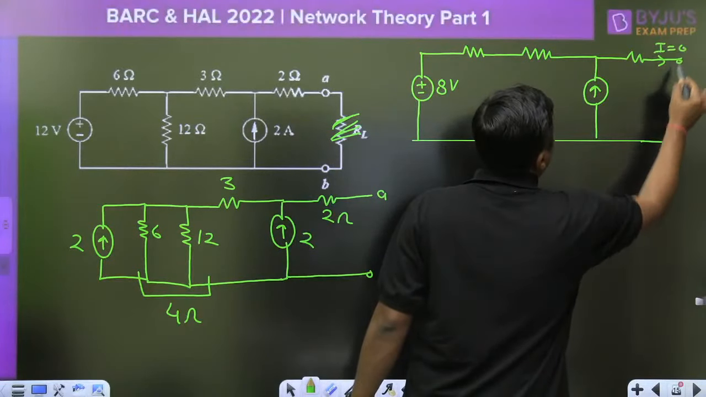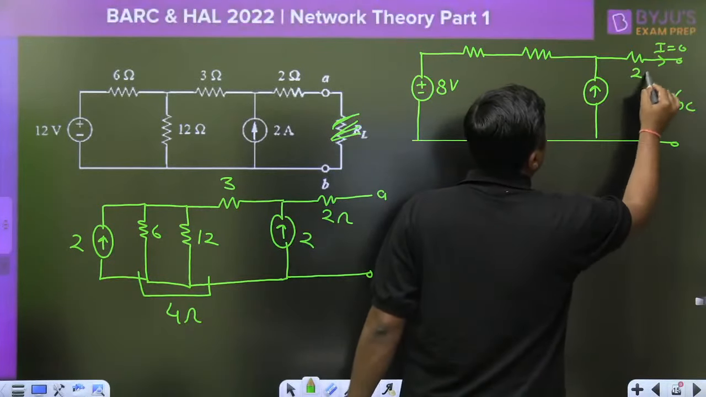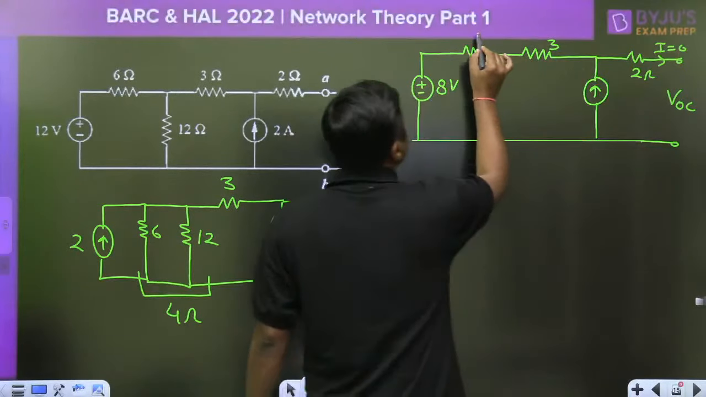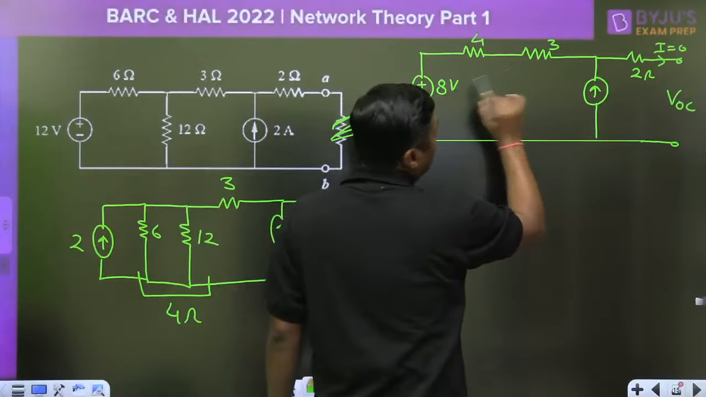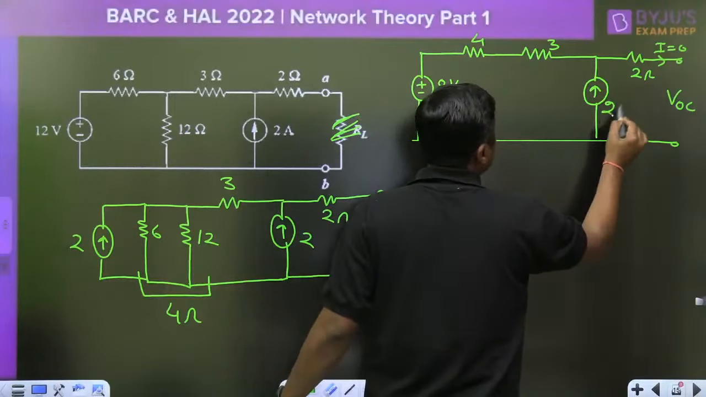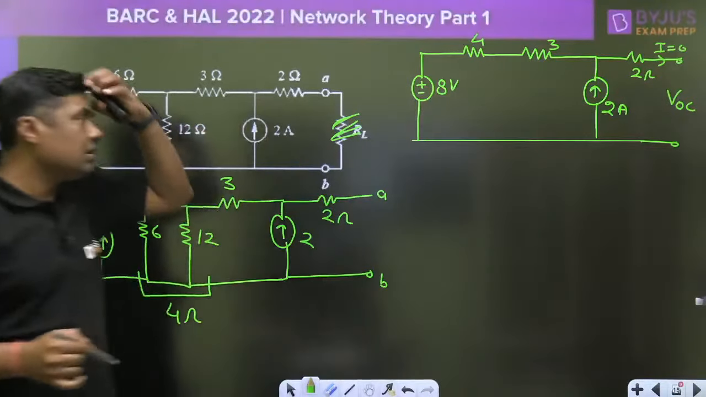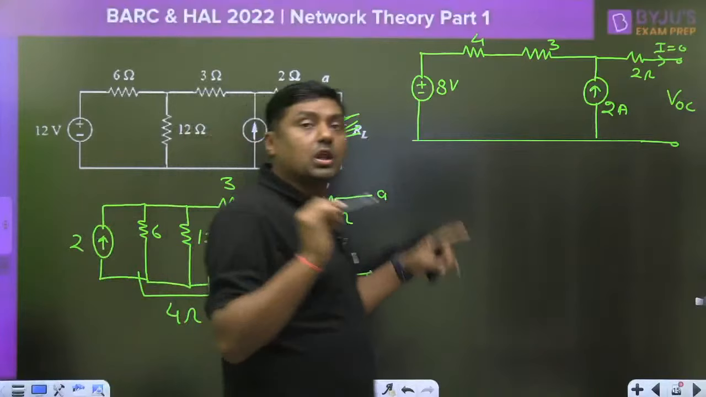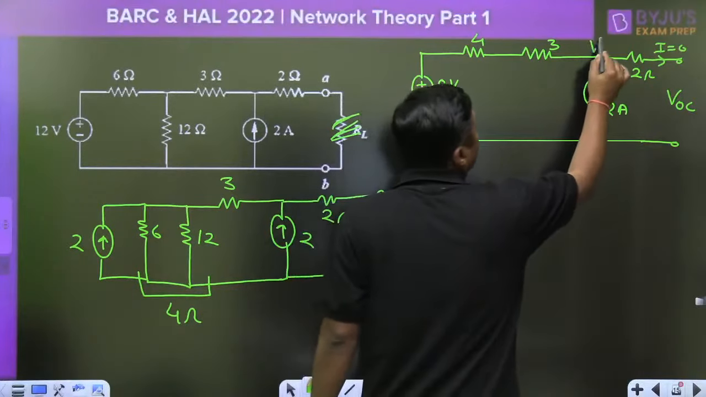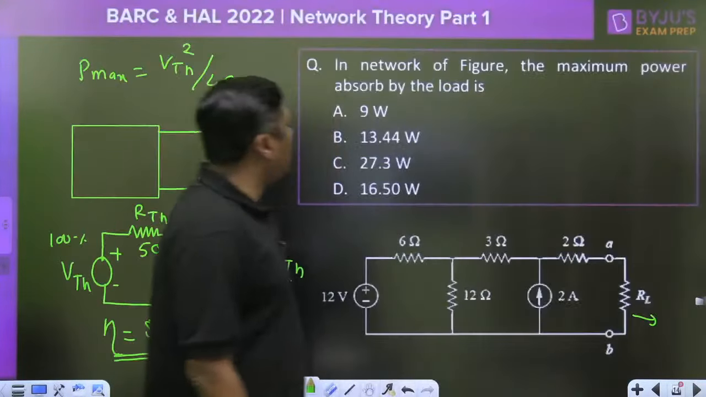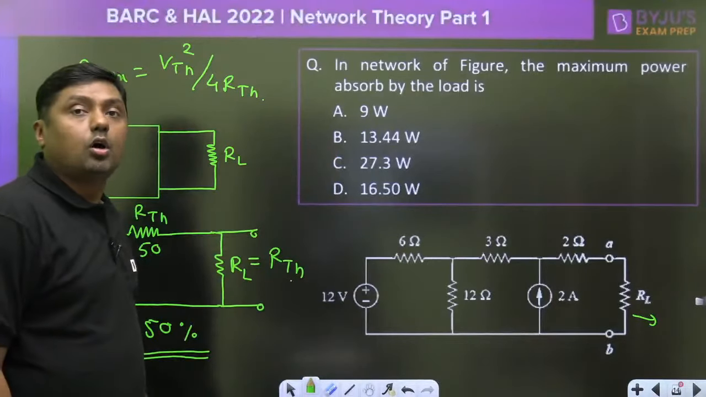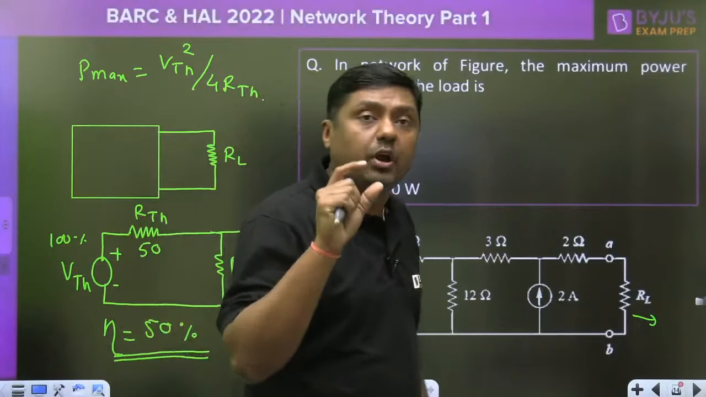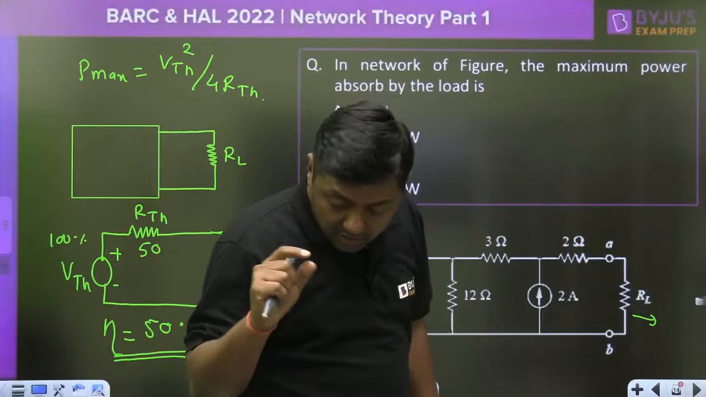0. This is nothing but VOC. This is the 3, this is the 4, the total resistance, and that is 2 ampere. Now you can apply nodal analysis. Nodal means, let the voltage at this point be VOC. Now you are giving the answer B, 13.44. How many students are giving the answer B? 13.44 is the right answer for this question.